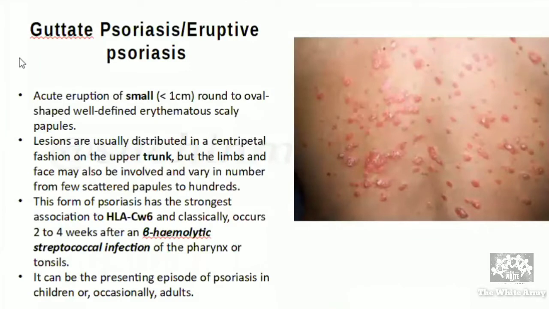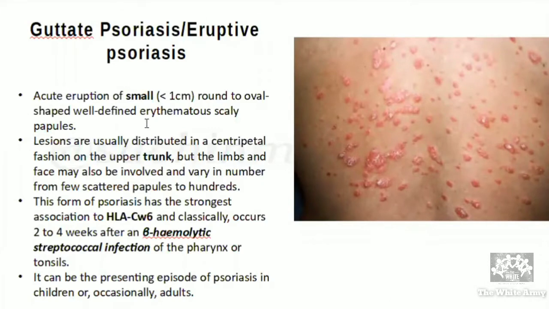Next, coming to guttate psoriasis. As I said, psoriasis as such is not curable. But this is one type of psoriasis which can sometimes be curable because it is usually secondary to a bacterial infection, a beta-hemolytic streptococcal infection. This is usually seen after an upper respiratory tract infection. So after 2 to 4 weeks of an upper respiratory tract infection, there is an acute eruption of small scaly papules, less than 1 centimeter.